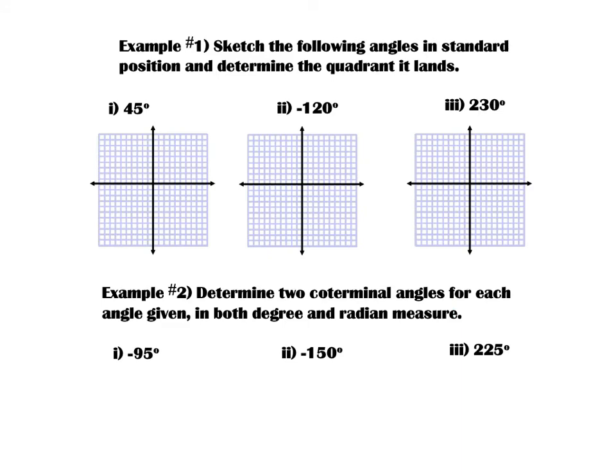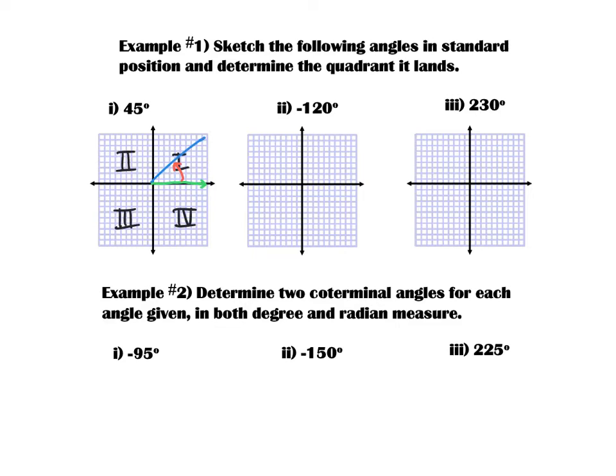All right, so a little bit of practice in example 1, sketching the angles in standard position and determining what quadrant they land in. So let's talk quadrants and then we'll sketch. This is quadrant 1, quadrant 2, quadrant 3, quadrant 4. All right, so we're going to start our angle. Let's start our initial side right here. We're going to rotate 45 degrees.